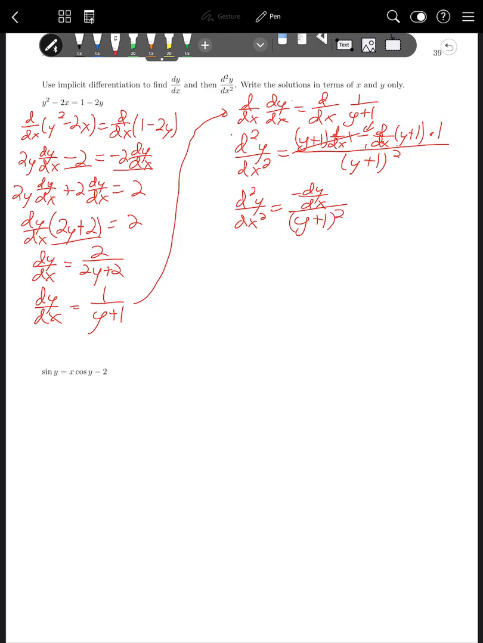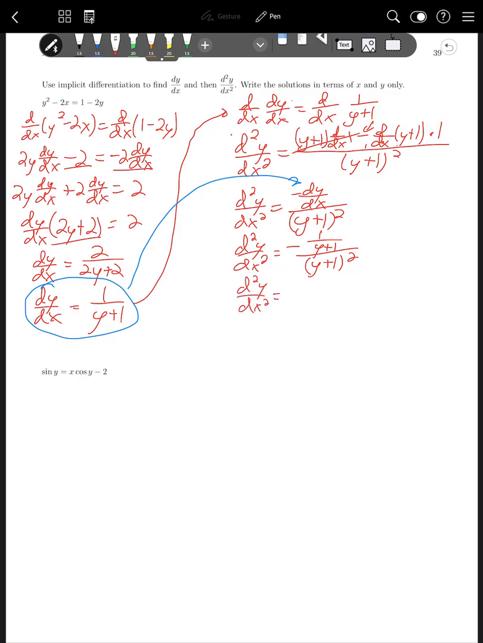Now, the question is, do we really want dy/dx in our answer? And the answer to that is no. So what we can do, though, is we should notice that we know what dy/dx is already. So we can substitute that in here and simplify. So the second derivative of y with respect to x would be negative 1 over y plus 1, over y plus 1 squared. And then if you combine these, you multiply by the reciprocal. So this would end up being the opposite of 1 over y plus 1 cubed.